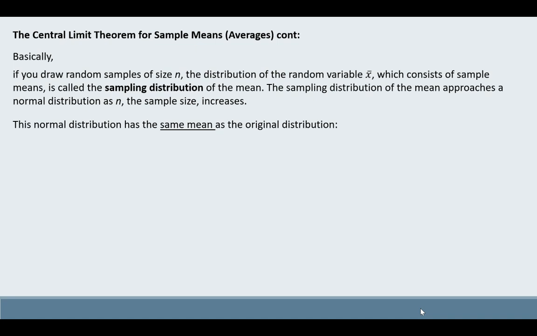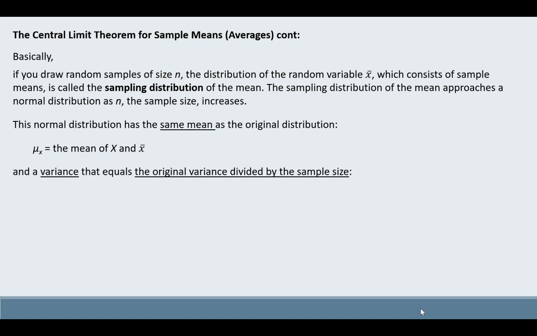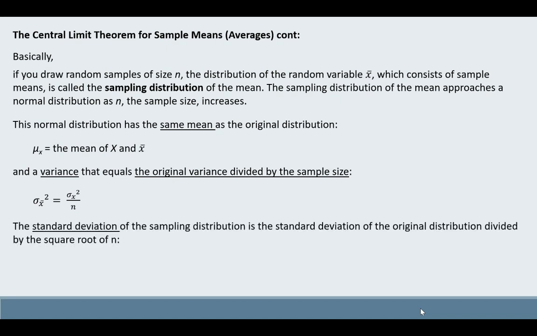The normal distribution has the same mean as our original distribution, so mu sub x is the mean of our original random variable x as well as our sample means, and a variance that equals the original variance divided by the sample size, so it looks like this. And then the standard deviation of the sampling distribution is the original standard deviation divided by the square root of n.